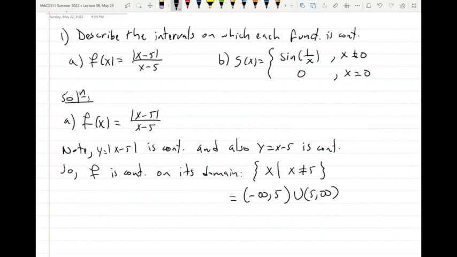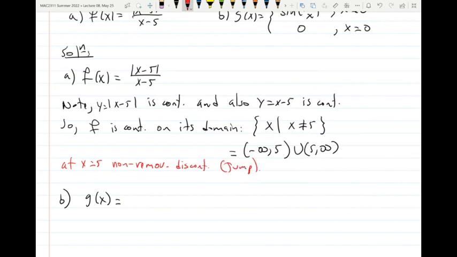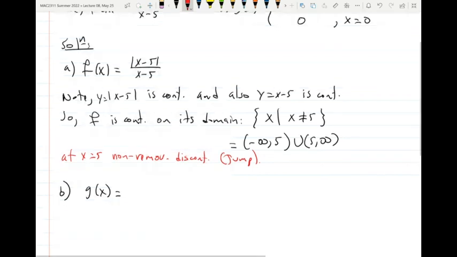Yes? Okay. All right, how about the next one? Let me say here, at x equals 5, we have a non-removable discontinuity. And right here, a jump. So you know what that is, okay?